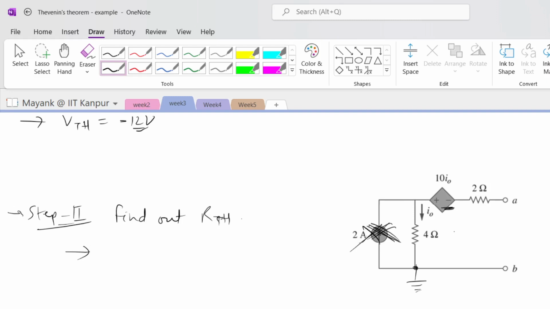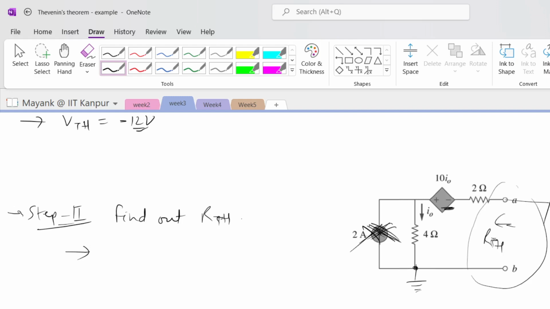Fine. So in this case the current source is removed, and then we have to find out the resistance between these terminals. This is R Thevenin, right? So we have to find out the equivalent resistance between these two terminals. For that, what should we do?